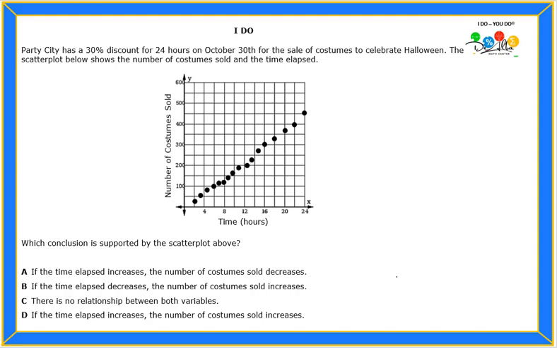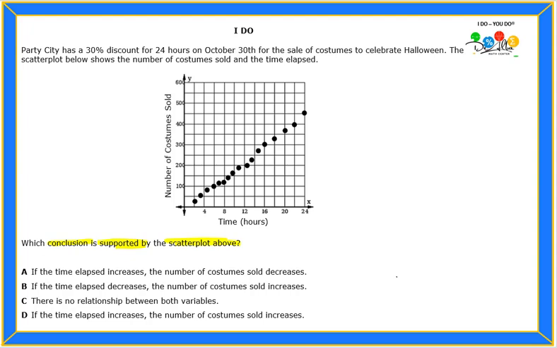And it says, Party City has a 30% discount for 24 hours on October the 30th for the sale of costumes to celebrate Halloween. The scatter plot below shows the number of costumes sold and the time elapsed. Which conclusion is supported by the scatter plot above? So they're asking us to find what? A conclusion, right? And it has to be supported with the data that is given to us, right?